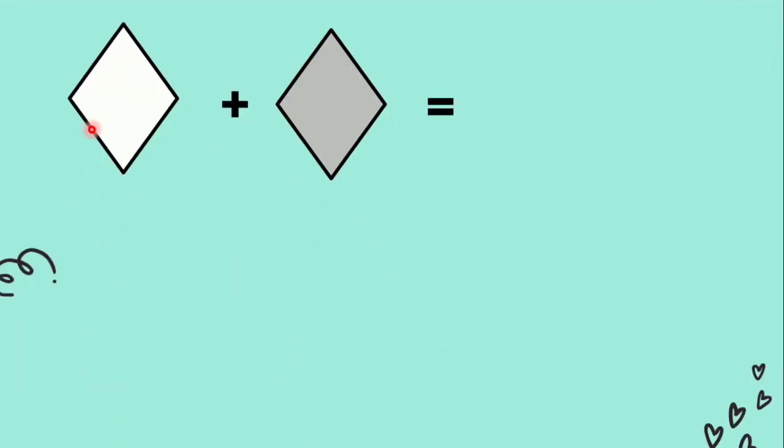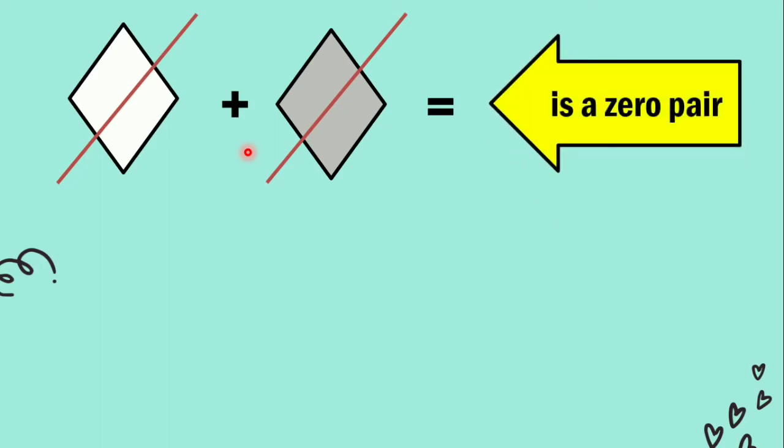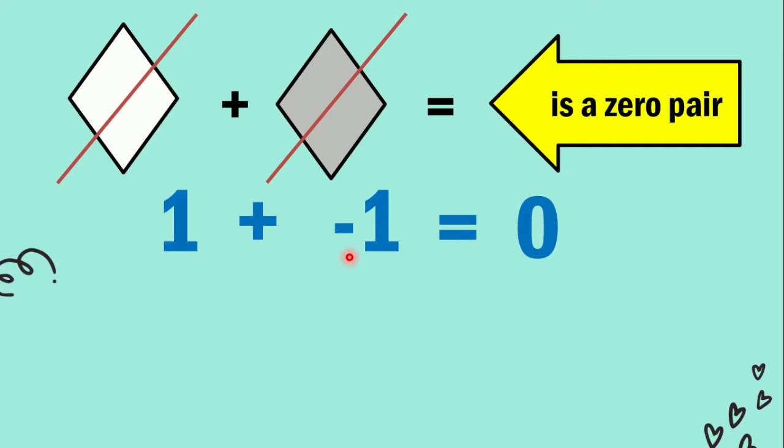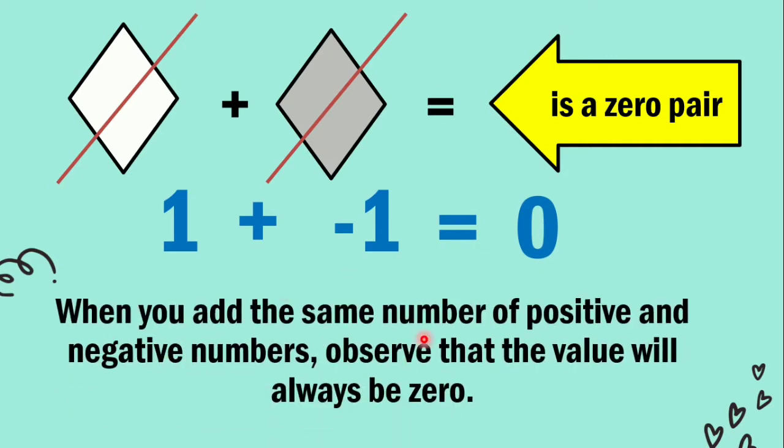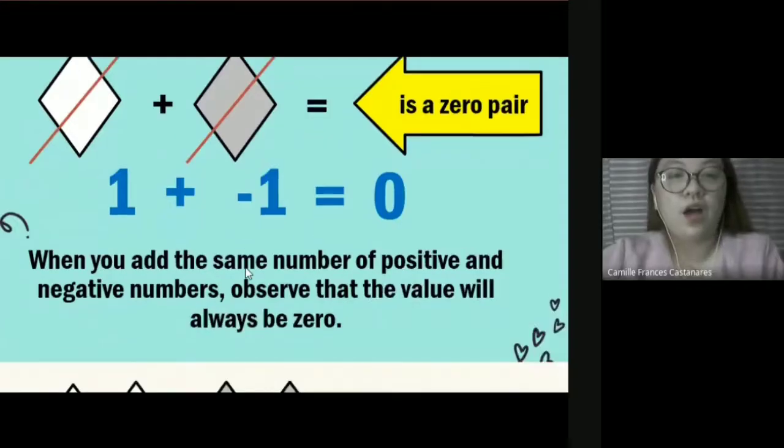Okay, for example, we have positive 1 and negative 1. So, this is a 0 pair. So, our value is 0. So, ika-cancel out na natin sila kasi wala na silang value. So, in numbers, 1 plus negative 1 is 0. So when you add the same number of positive and negative numbers, observe that the value will always be 0.